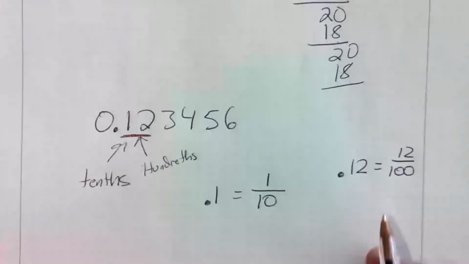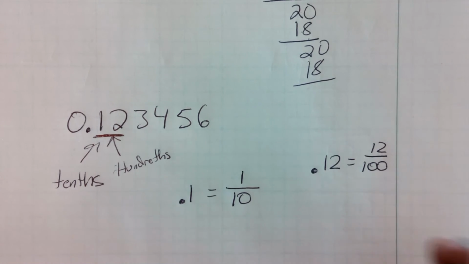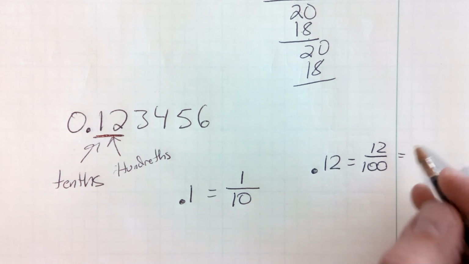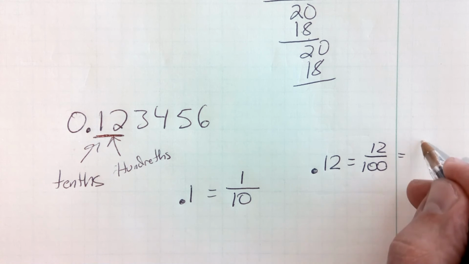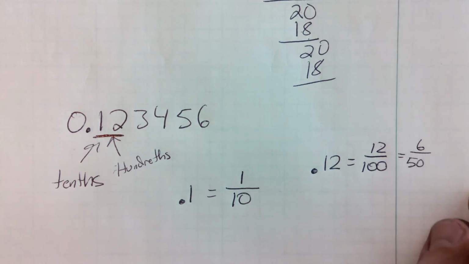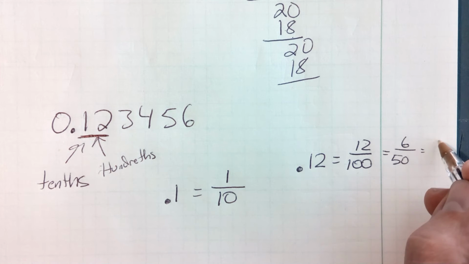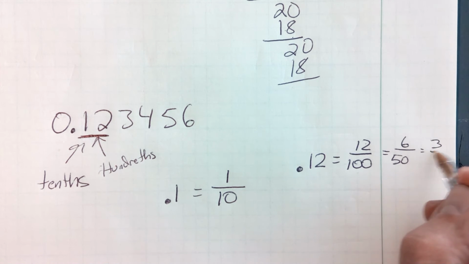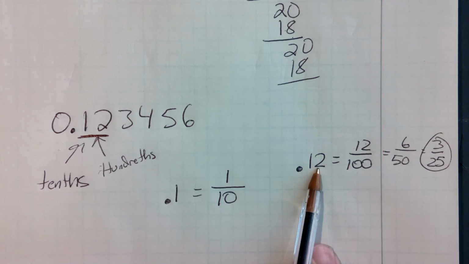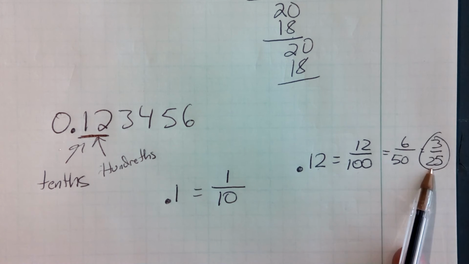And then you would try to see if it reduces. So 12 and 100 are both even, so I'm going to divide by 2 and get 6 over 50. 6 and 50 are still both even, so I'm going to divide by 2 again and get 3 over 25. So 0.12 would be 3 over 25.